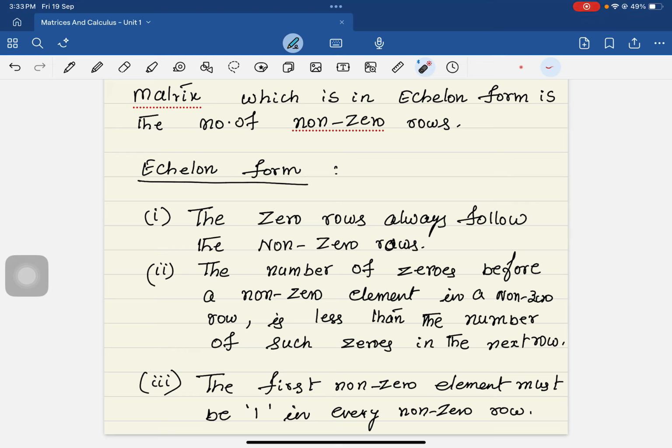Coming to the second condition, the number of zeros before a non-zero element in a non-zero row must be less than the number of such zeros in the next row. So this particular condition you will understand by seeing the examples. The first non-zero element must be 1 in every non-zero row. So these are the three conditions to be fulfilled to say that the matrix is in the echelon form.